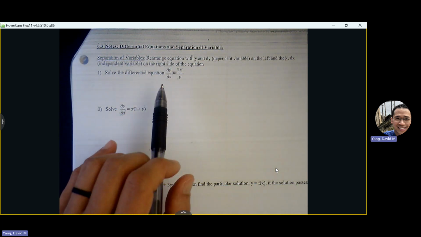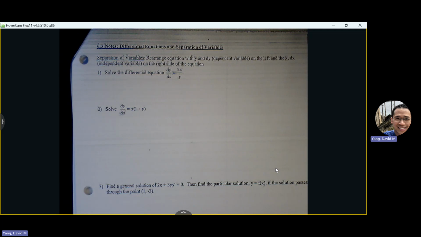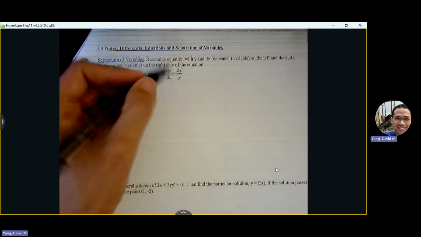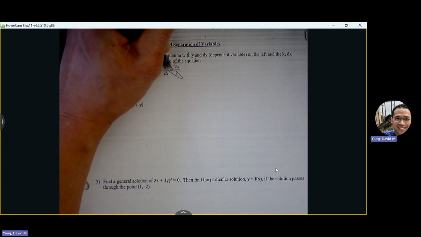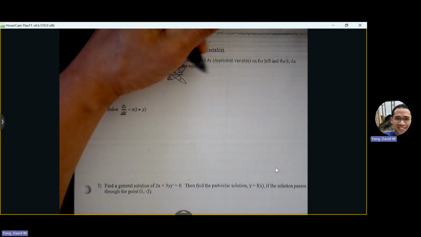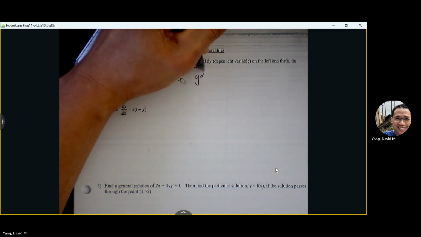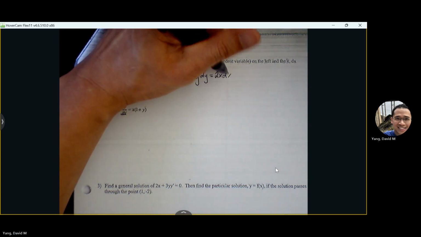So the first step I like to always do is cross multiply. When I cross multiply, it's not going to solve the problem for me, but it will get some things in their right places. When we cross multiply, we're just multiplying the diagonals together. So now we have y dy is equal to 2x dx.